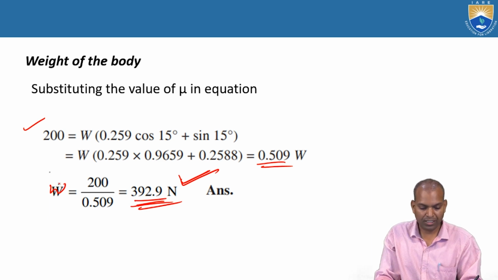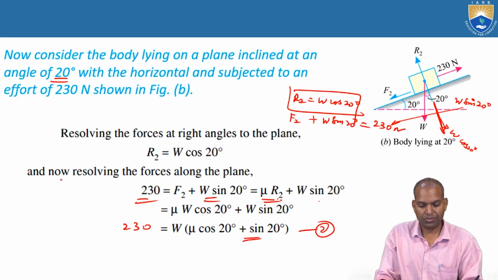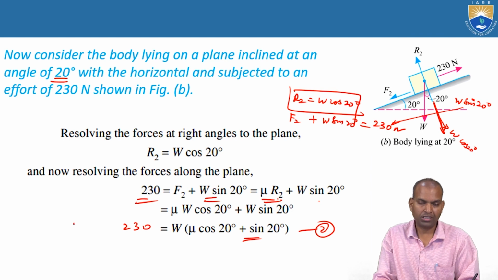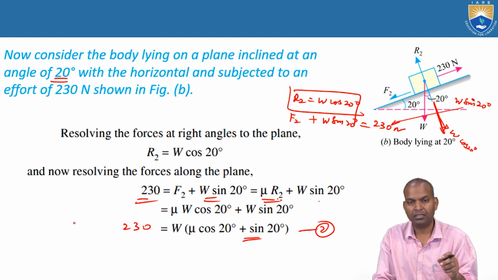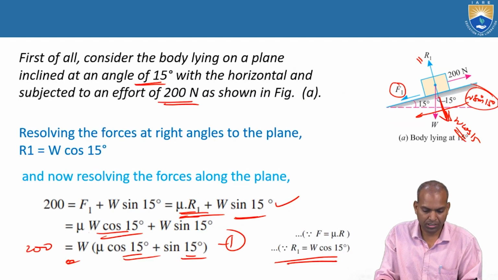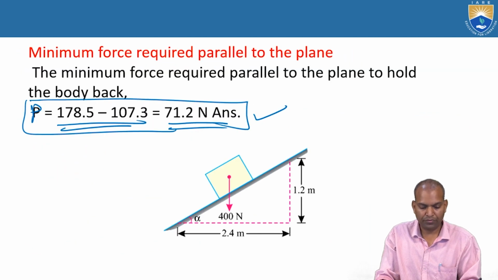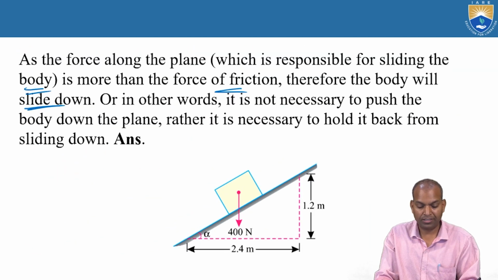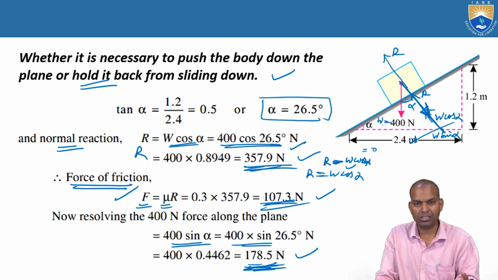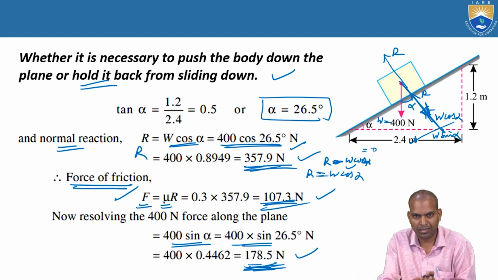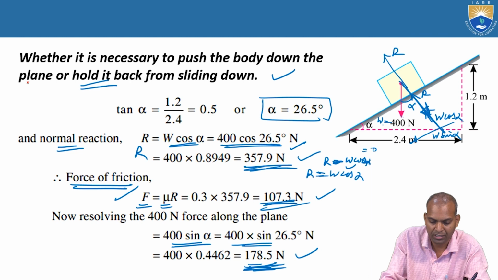Okay, there are three varieties of problems. One is calculation. The last model is calculation of two parameters, calculating weight and coefficient of friction. In model 2, what we have calculated is what type of force is required to push down the body, or whether it is not required. That is the condition you have to fulfill.